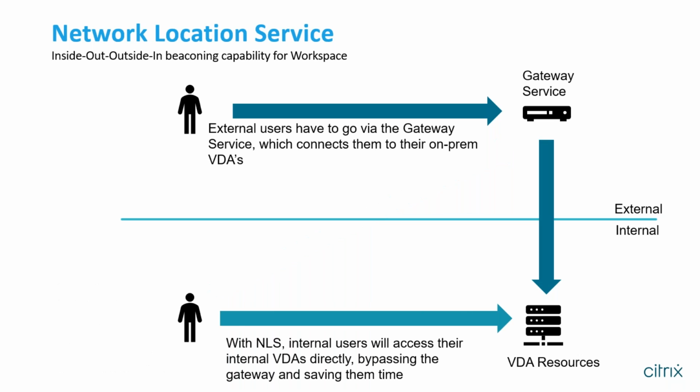Instead, we have the magic of introducing Network Location Service, which means when we configure and enable this, we can go directly via that user and hit straight to the VDA resource. This, of course, is bypassing that Gateway Service, saving them time and those long connection load times, and making it an overall better experience for them.